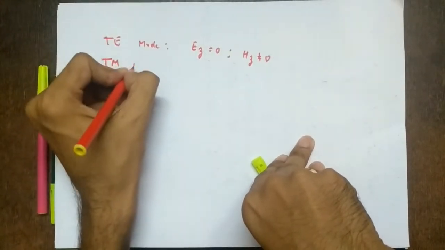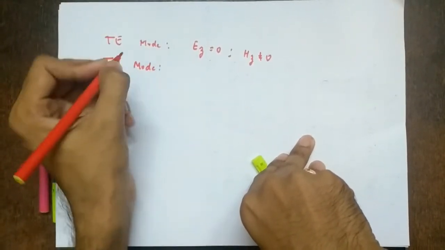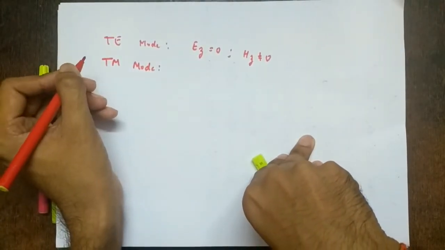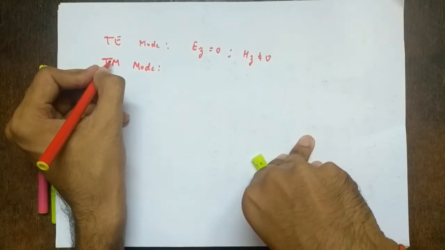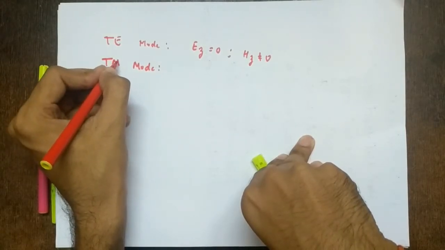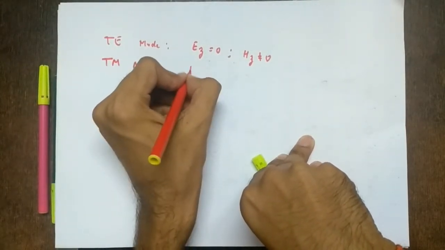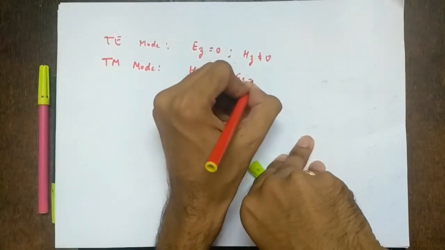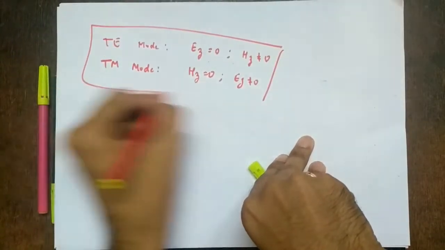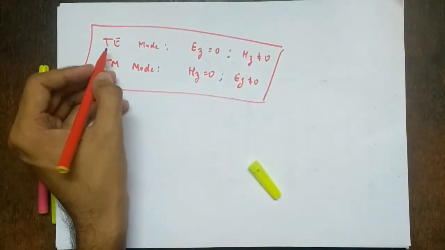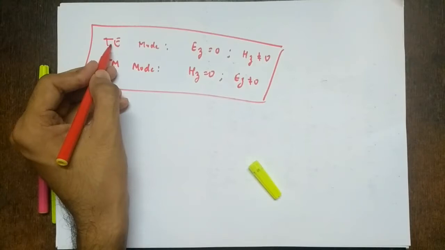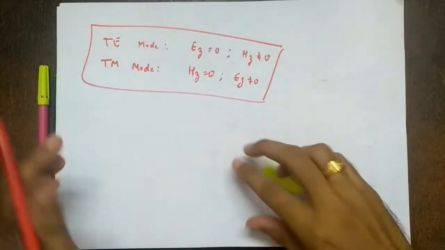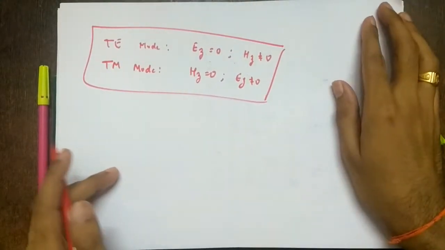Similarly, for TM mode, what will we say? The magnetic field is transverse to the direction of wave propagation. So here Hz is 0 and Ez is not 0. So this thing you should know. Again, no need to byheart it. For the electric field transverse to the direction of propagation, it has no component, right? So that's why you have to analyze it. So there is no need to byheart it.